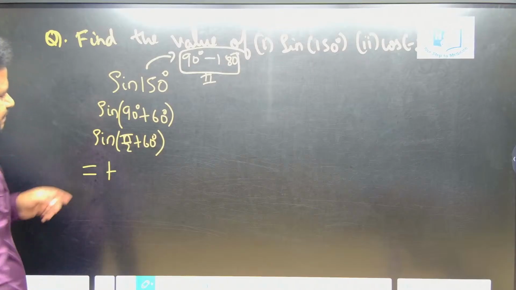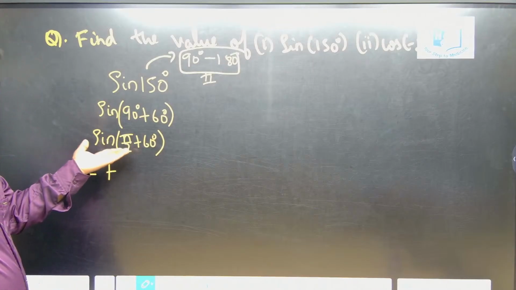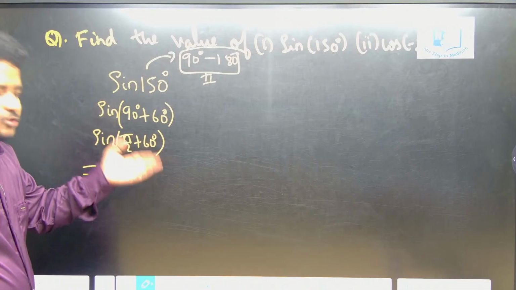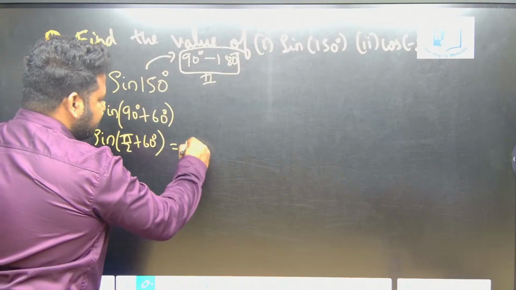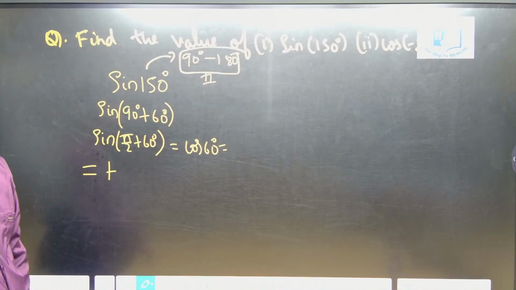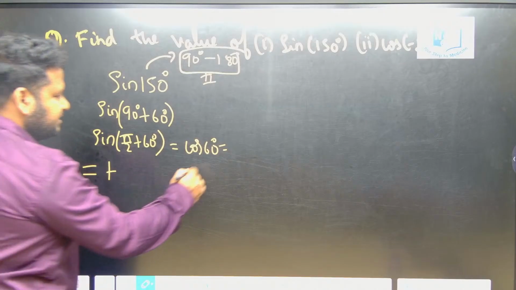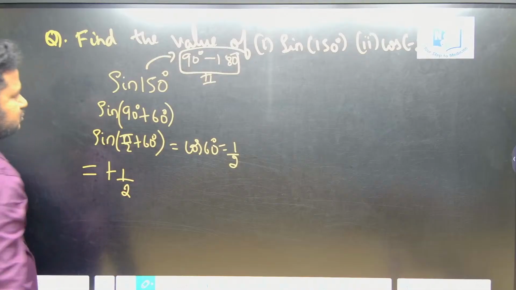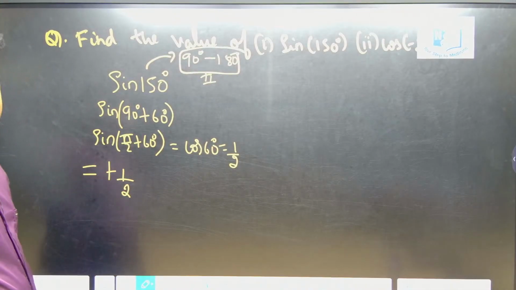Correct? So pi by 2 is an odd multiple of pi by 2, it is 1 pi by 2. So sine will become cos. So this will become cos 60. Cos 60, what is the value, friends? The value is 1 by 2. So sine 150 degree, what is the value? 1 by 2 we will get.